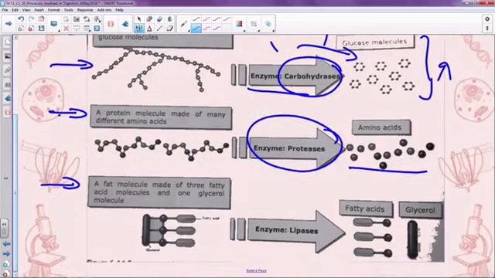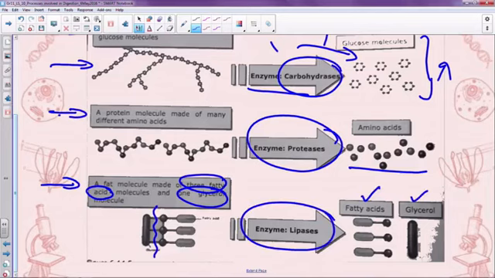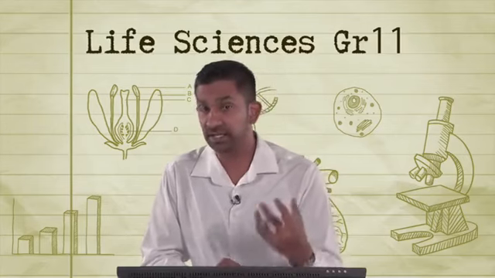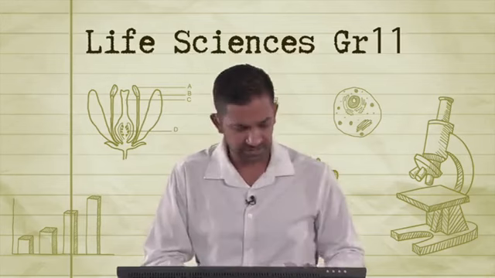And finally, we're looking at your fat molecules. And remember, if you recollect from grade 10, fat molecules are made up of 3 fatty acid molecules and 1 glycerol molecule. So essentially, these need to be broken up into your fatty acids and your glycerol. And for that we have a group of enzymes called the lipases. And these lipases will break down your complex fat molecules into the simpler molecules, which then can be transferred via the lymph vessels into the bloodstream.